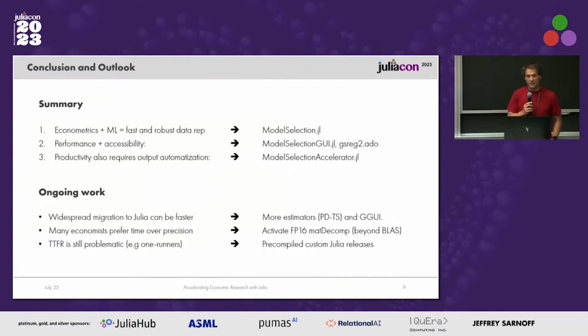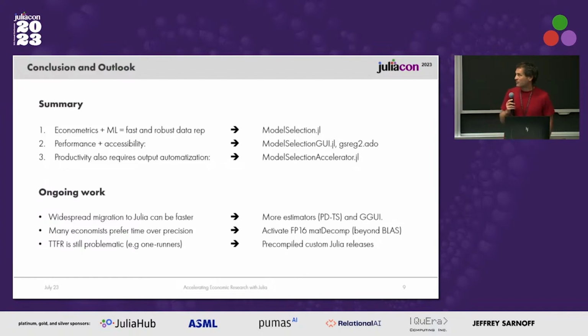So in summary, we have made one of the fastest packages to gather information from econometrics and machine learning. We have improved on performance and accessibility with ModelSelectionGUI. And we have also increased productivity by automating report generation and literature review. What are we working on?